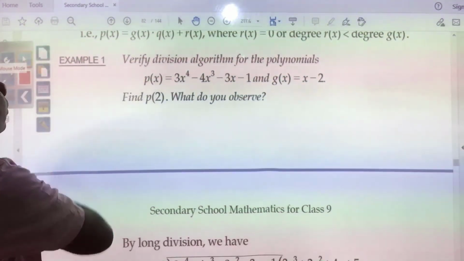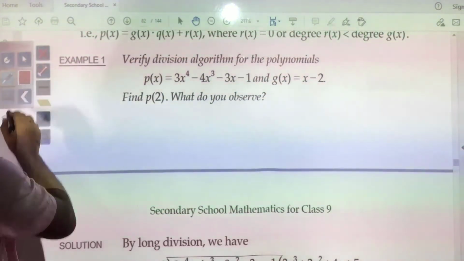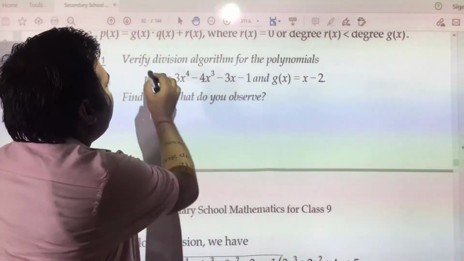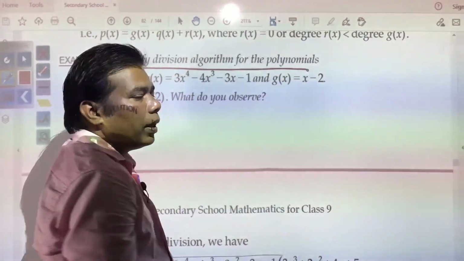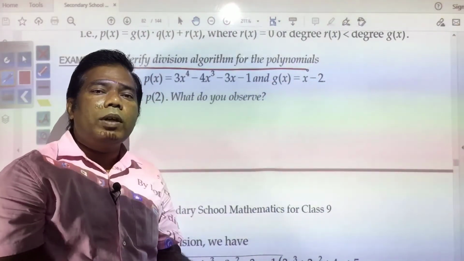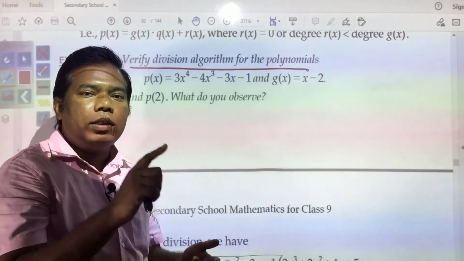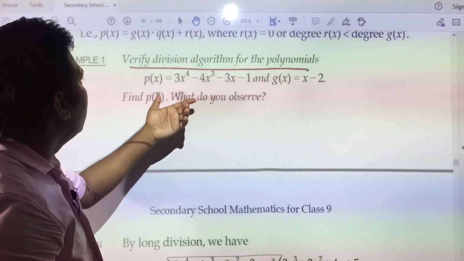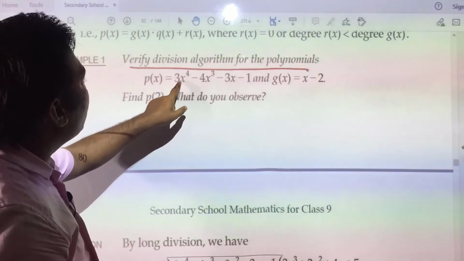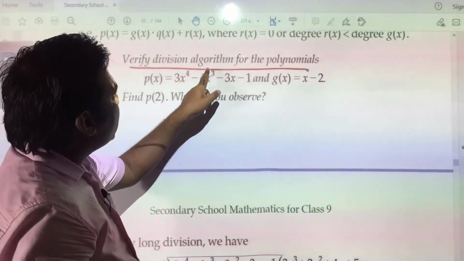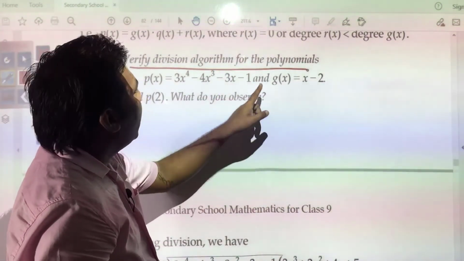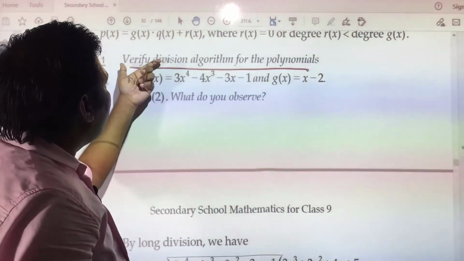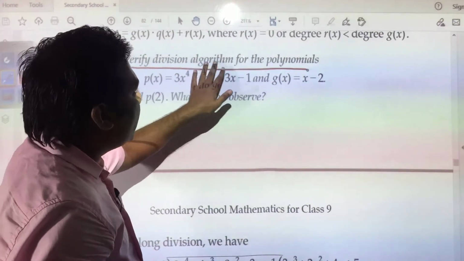Here you see example 1: verify the division algorithm for the polynomial. The division algorithm is nothing but the same as what we have studied before: dividend is equal to divisor into quotient plus remainder. So, P(x) is equal to 3x to the power 4 minus 4x cube minus 3x minus 1 and G(x) is equal to x minus 2. You need to verify the division algorithm by this.